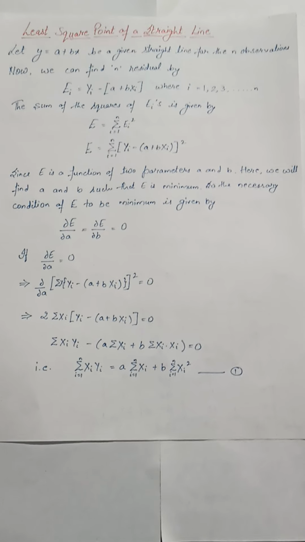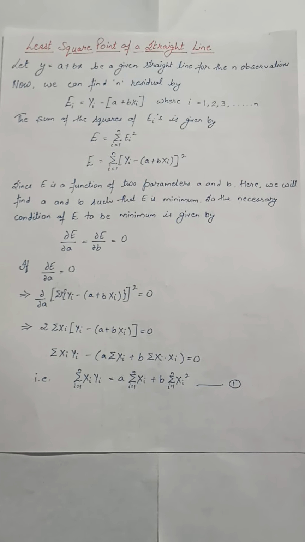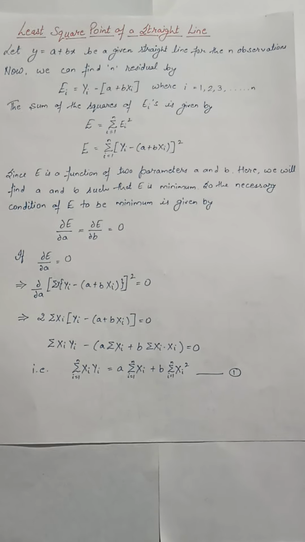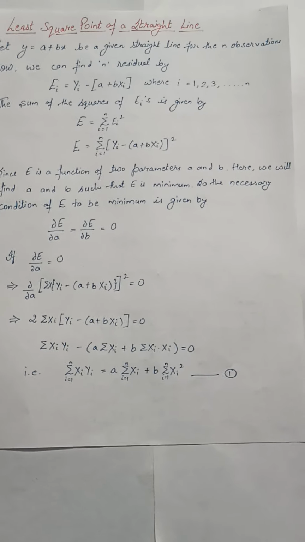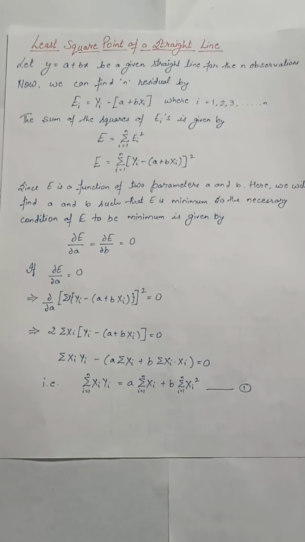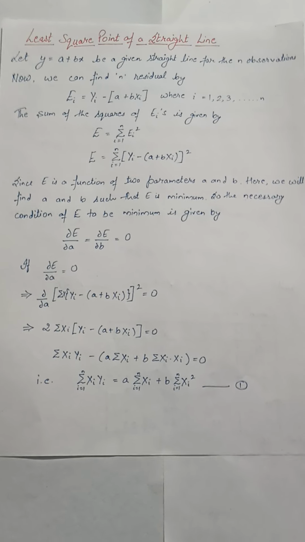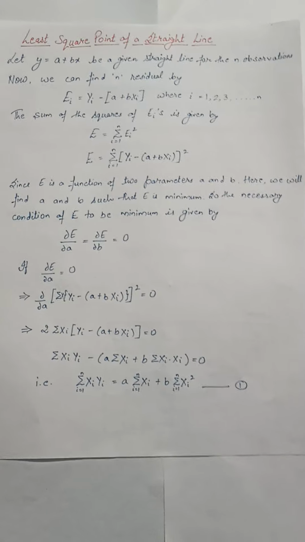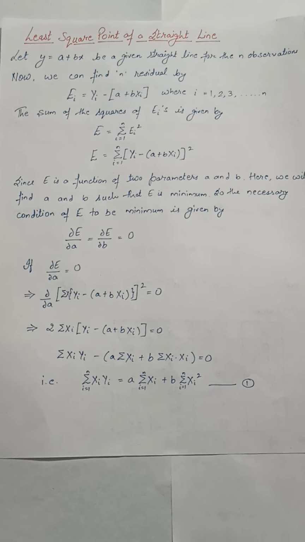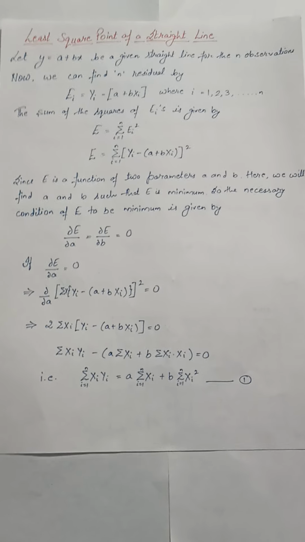So, as we have started unit number 2, which is regression, in the previous video we have seen regression lines and the least square method. Now, to continue this, let's see the next topic, which is least square fit of a straight line, which is just related to the least square method only, in which we saw: let y equals a plus bx be any given straight line for n observations.